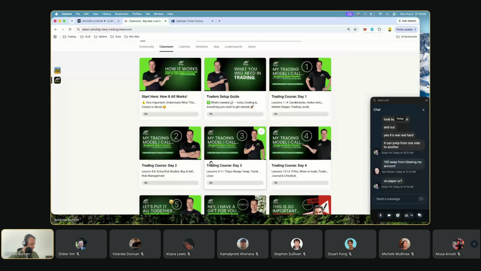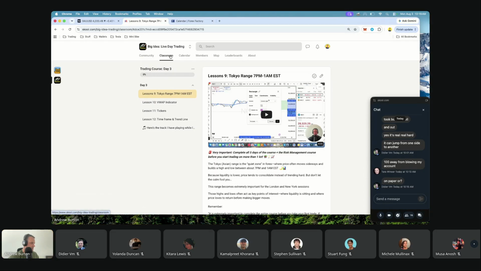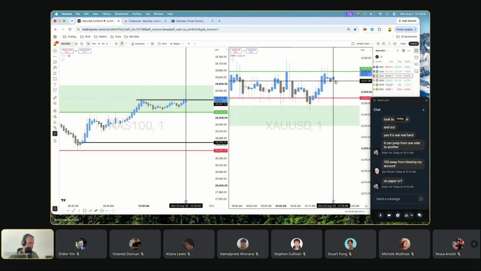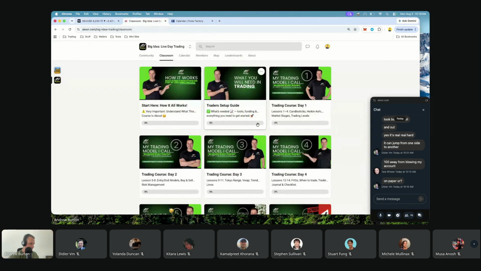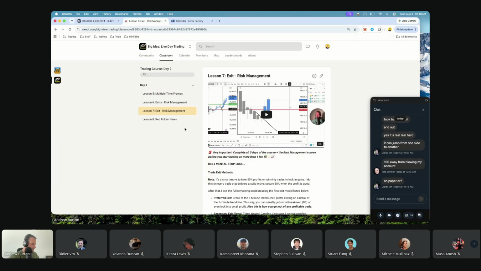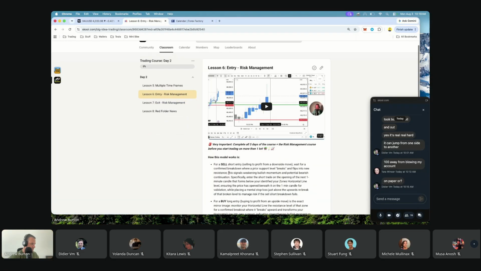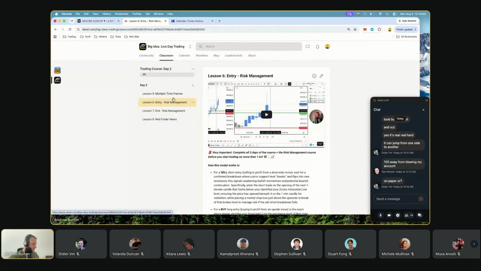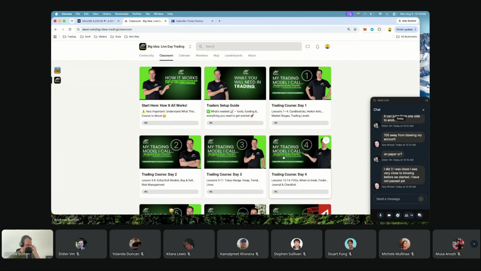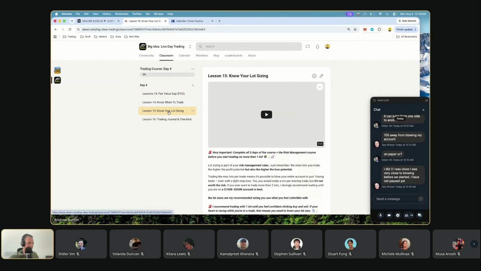Where's the lot size one? I think it's in day 3. Tickers, no. Oh, this trade is going against us here, kind of. Risk management. This is just about selling and stuff. Where is it? I think it's in day 4, actually. Oh, know when to trade. Know your lot size. This one here, guys.